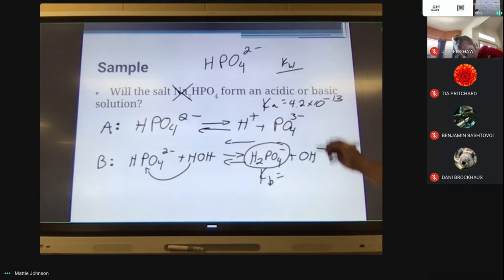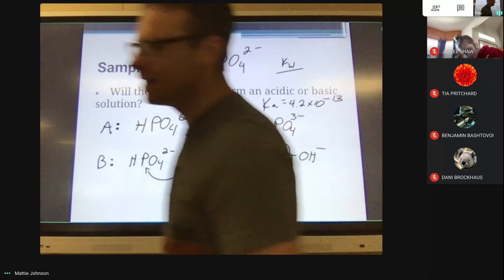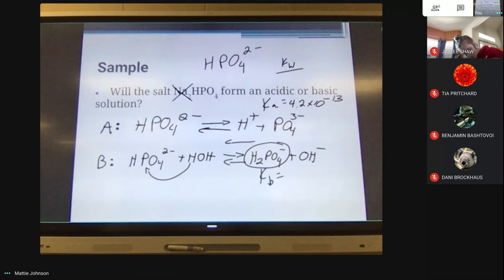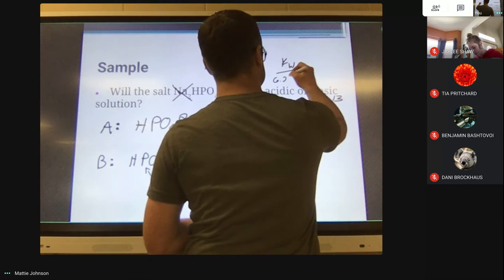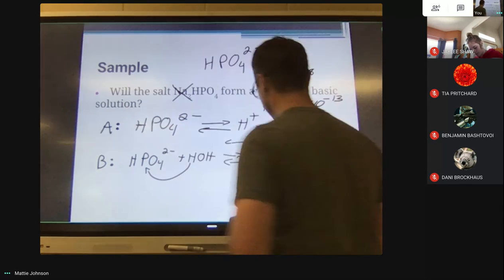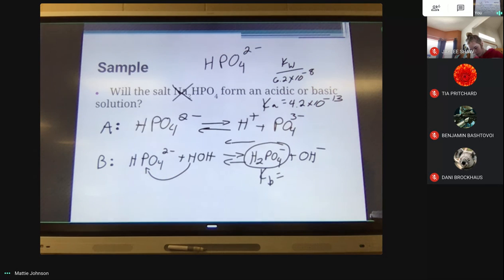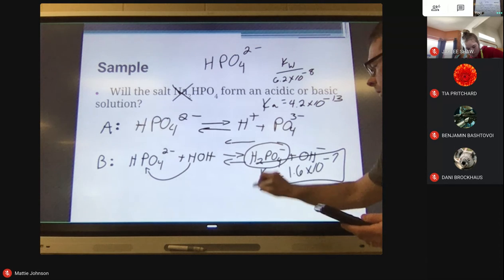So what we do is we take Kw divided by whatever Ka2 is. So 6.2 times 10 to the negative 8. So Kw is 1e negative 14 divided by 6.2e negative 8. All right, so we get 1.6 times 10 to the negative 7. Okay.